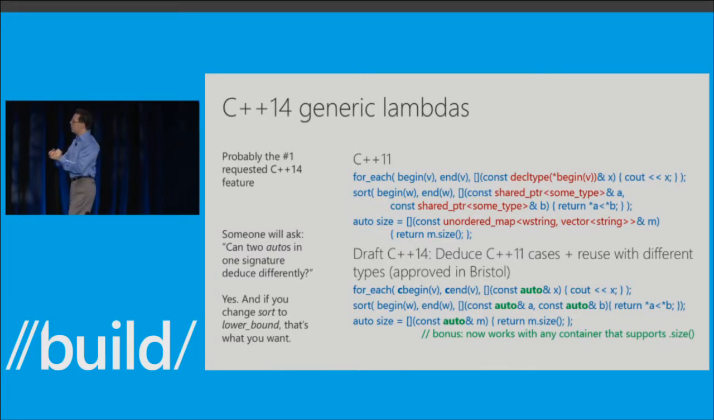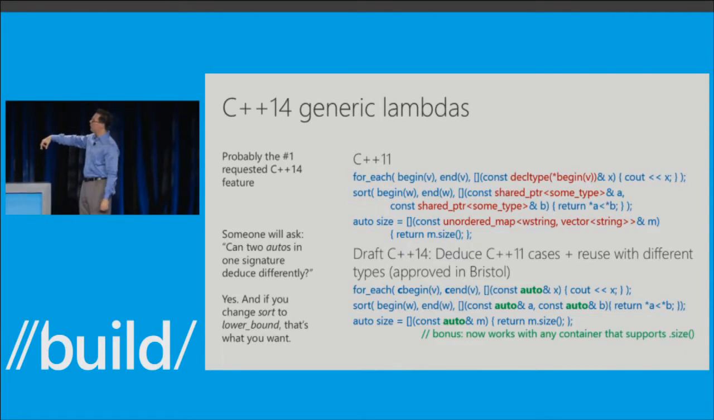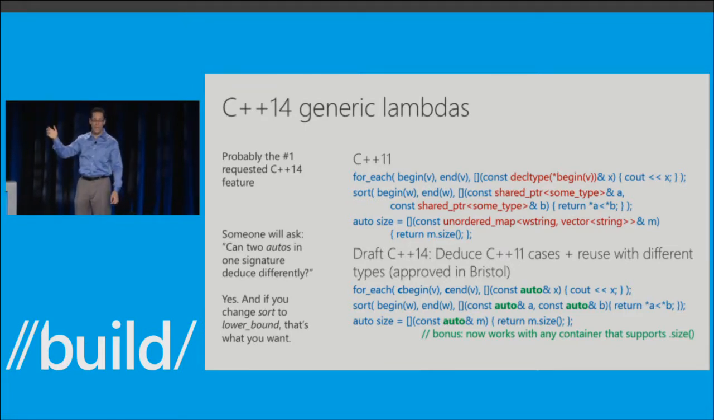And in particular, if you look at the last example of each section, the size example, we capture a lambda where in C++11 we say it takes an unordered map of W string and something and then returns its size. And we use automatic type deduction there.